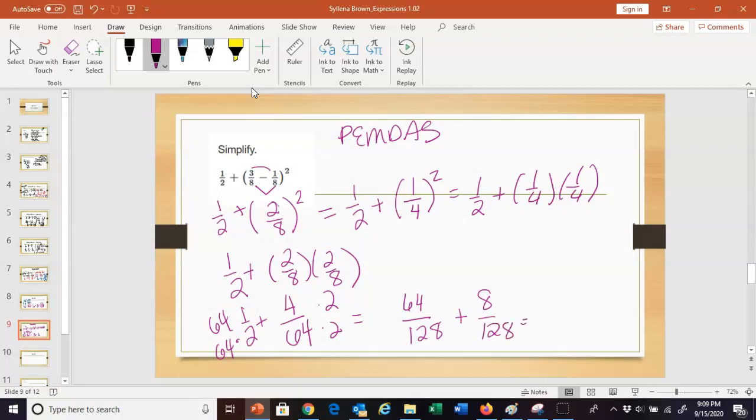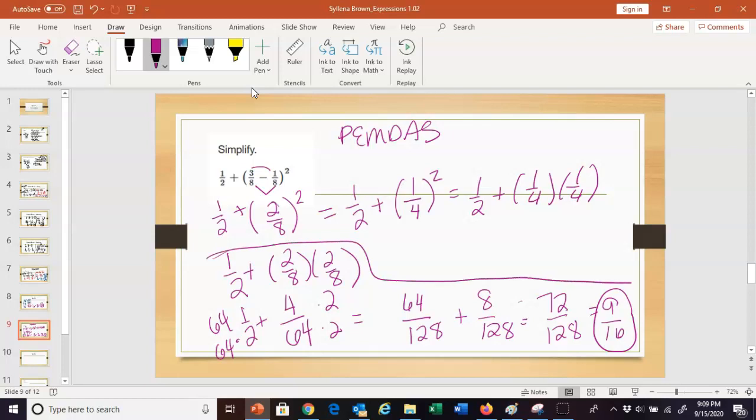Right? So then we're just going to go ahead now and add 64 plus 8 on the top and get 72 over 128. I'll just make sure that doesn't reduce, and it does. It reduces to 9 over 16. So let's see what happens if we were to do it this way, if we were to reduce first.